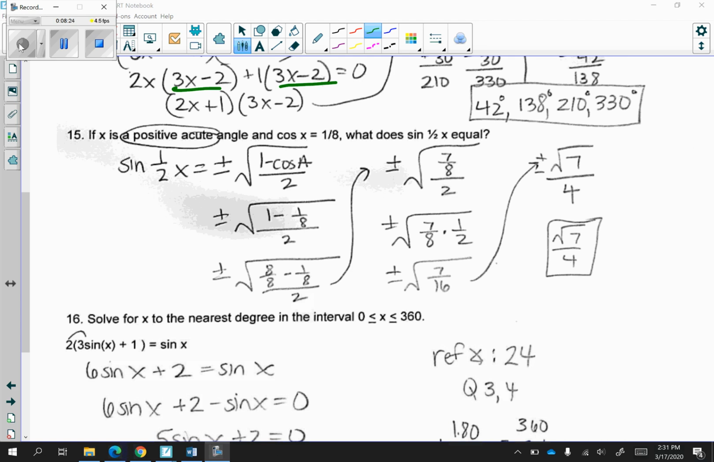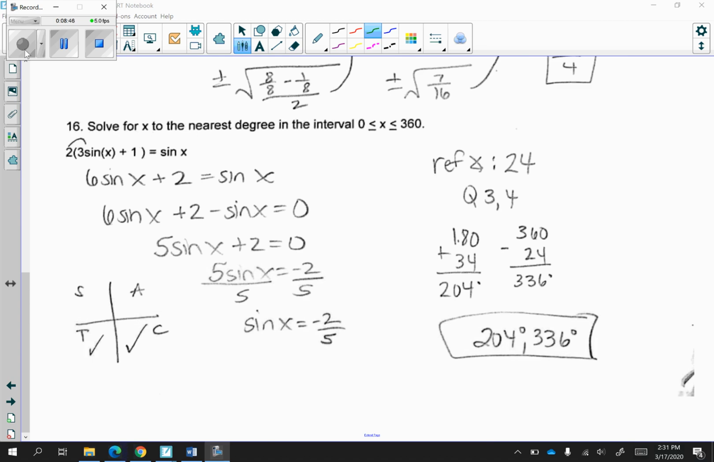Keep, change, flip. 7 over 8 times 1/2 is 7 over 16. Take the radical of both the numerator and the denominator. Radical 16 turns to 4, so radical 7 over 4. And I'm only looking for the positive acute angle, so it's just positive radical 7 over 4.